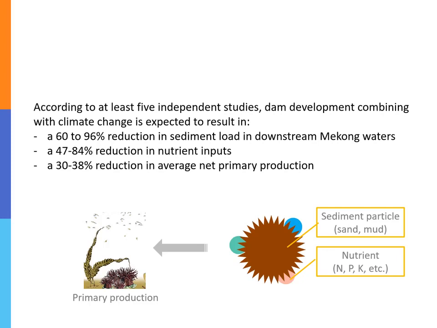But in turn, this reduction in sediment load will result in a reduction in nutrient input of 47 to 84%, which means water much less nutritious than before, which in turn implies a reduction of 30 to 38% of the net primary production. And as a consequence, if there is less primary production, there will be less fisheries production.